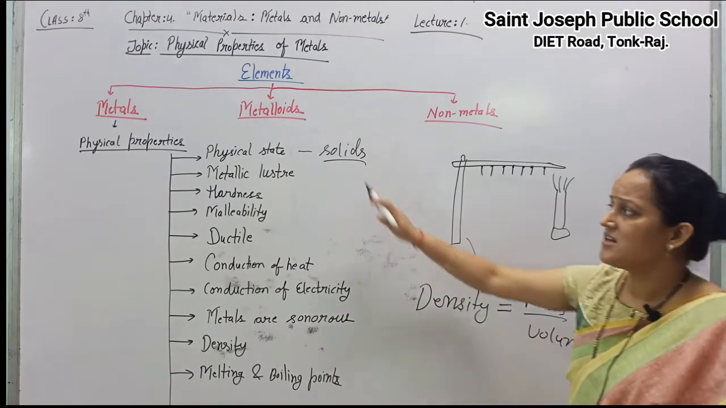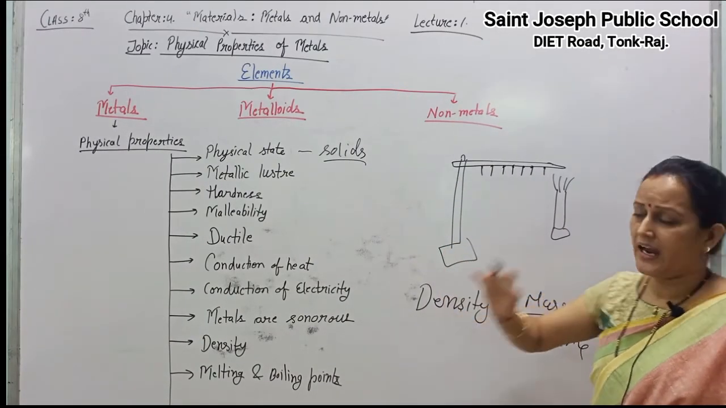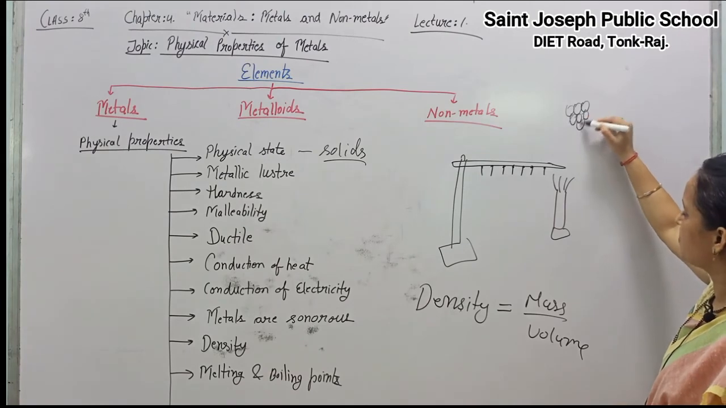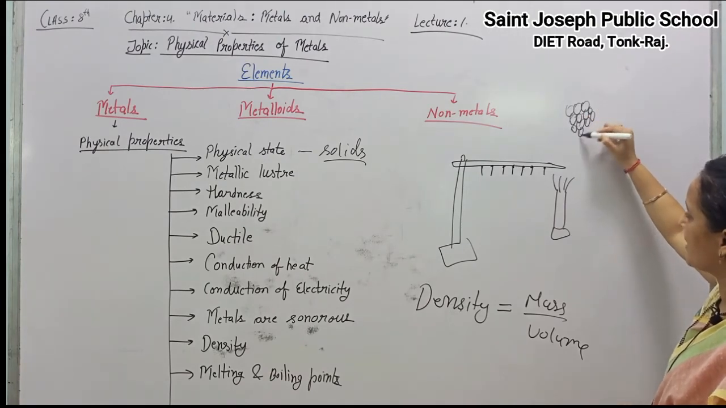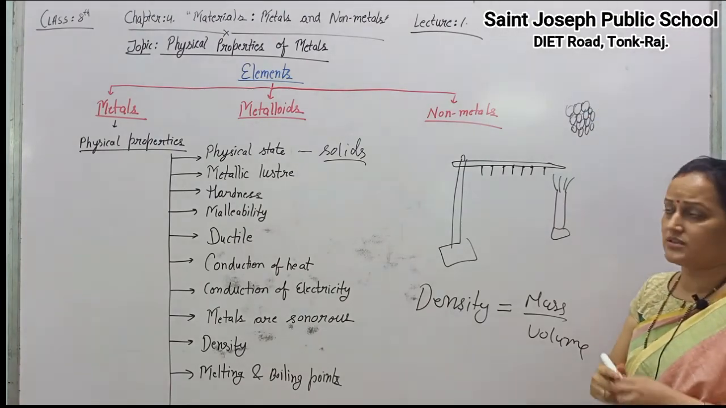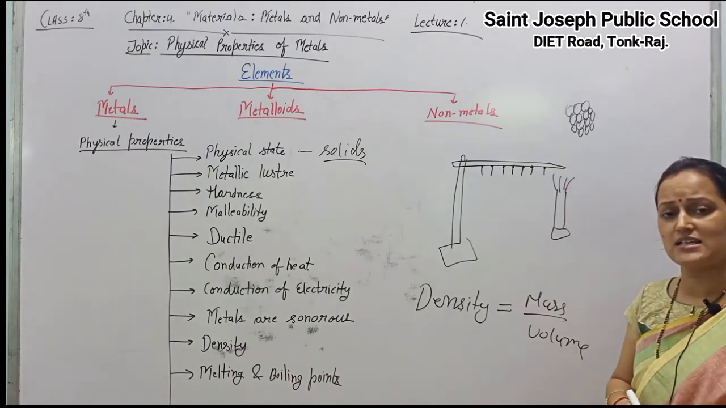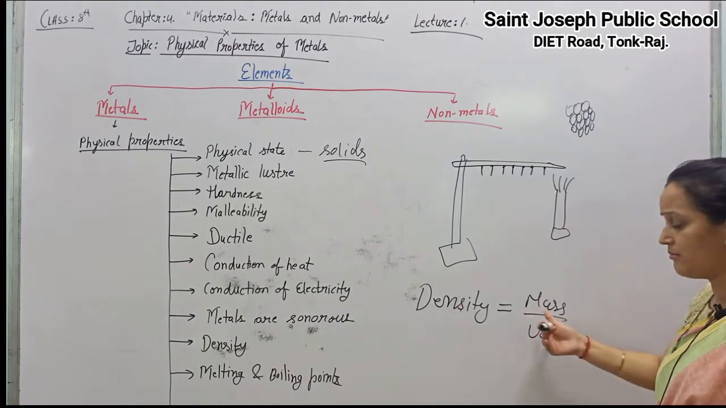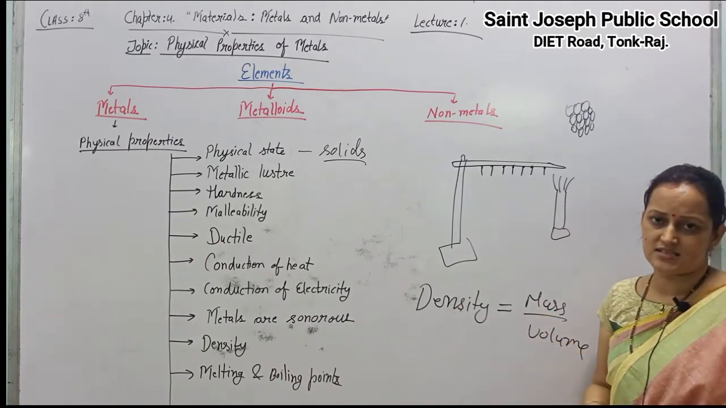Because metals are generally solid in physical state, and in solids all the particles are tightly packed. Particles बहुत tightly closely packed रहते हैं, right? So number of particles क्या हो जाएगा solids के अंदर? It is higher, and higher the number of particles, higher the mass, higher will be the density.